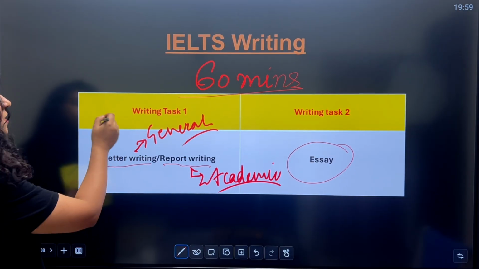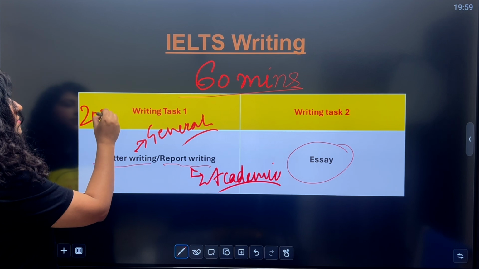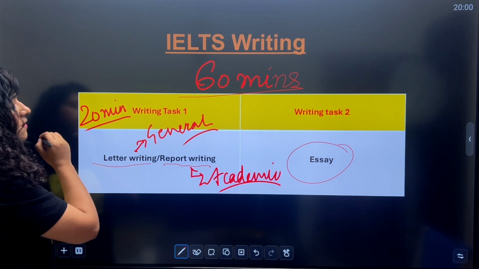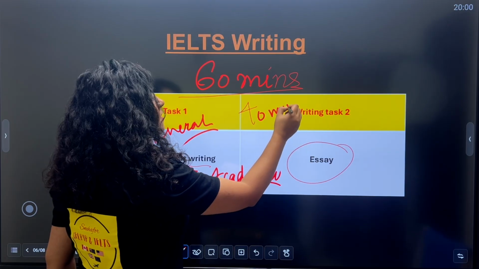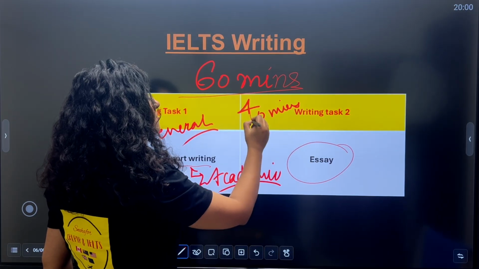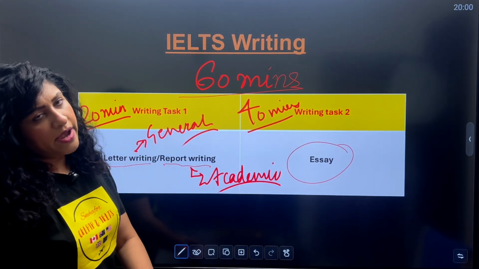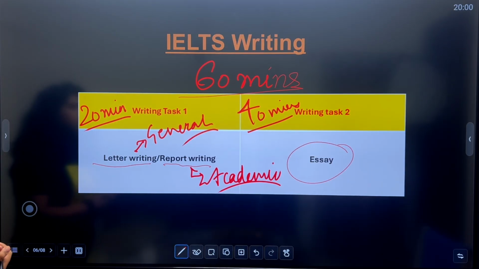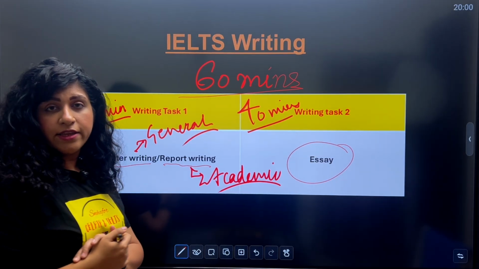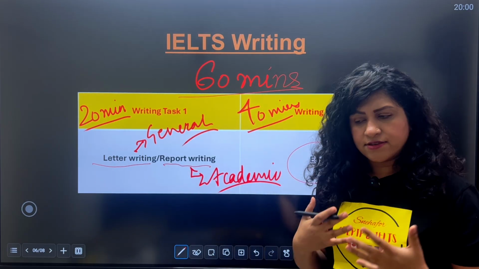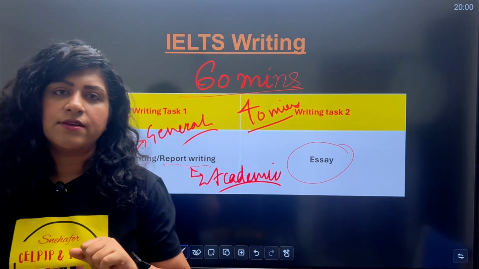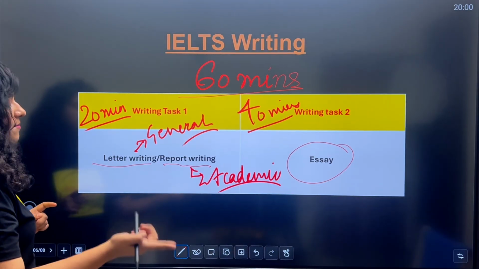However, ideally, you should solve task 1 in around 20 minutes and you should be able to solve task 2 in 40 minutes. So combined you get 60 minutes. Now again, when it comes to writing, there is no right or wrong answer. So there are certain factors that will decide your band score in this module as well. And we'll discuss them in the coming classes.